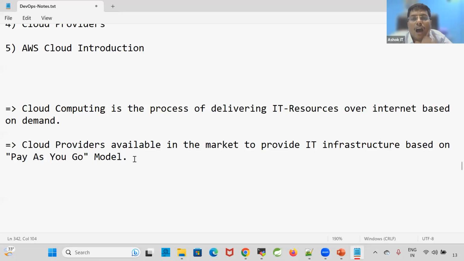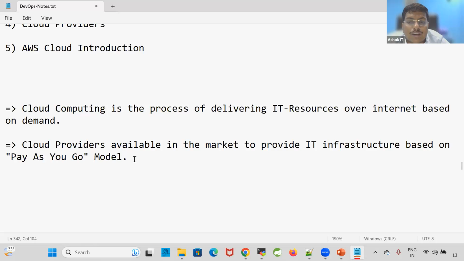One is called on-premises infrastructure and the second one is cloud infrastructure. On-premises infrastructure means everything we have to purchase and we have to maintain. A lot of money is required and a lot of employees are required and so many challenges will be there. To avoid the problems with on-premises infrastructure, we are going for cloud infrastructure.